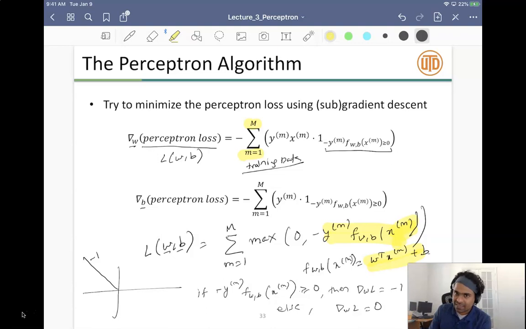And the same gradient actually exists now with respect to b. The only difference is that with b there is no multiplier. With b it is just basically multiplied by 1. So because b gets multiplied by 1, I just have ym over here. So it's ym multiplied by the indicator function of minus ym times fwb of xm being greater than or equal to 0. And in case this term is greater than or equal to 0 with a negative sign, then the gradient is -1, otherwise the gradient is 0. So this is the very simple gradient computation.